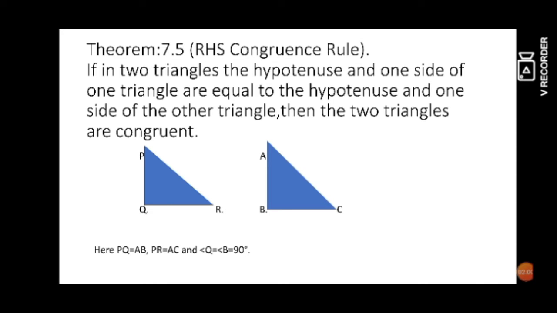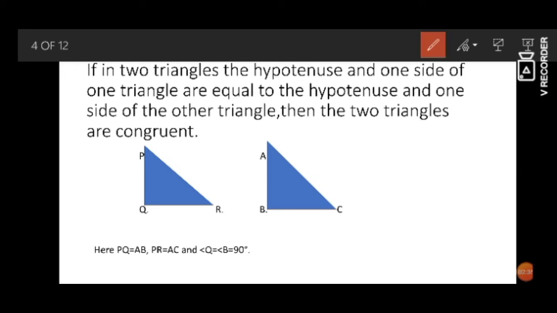The next theorem that we will come across is theorem 7.5 of your NCERT book, and this theorem states the RHS congruence rule. RHS stands for right angle, hypotenuse, side. Here the statement of the theorem is, if in two triangles the hypotenuse and one side of a triangle are equal to the hypotenuse and one side of the other triangle, then the two triangles are congruent. It also needs to be 90.